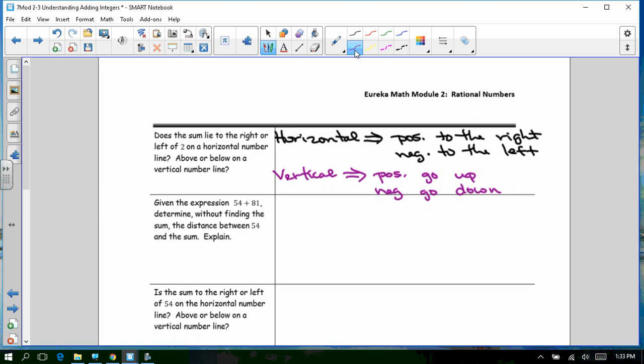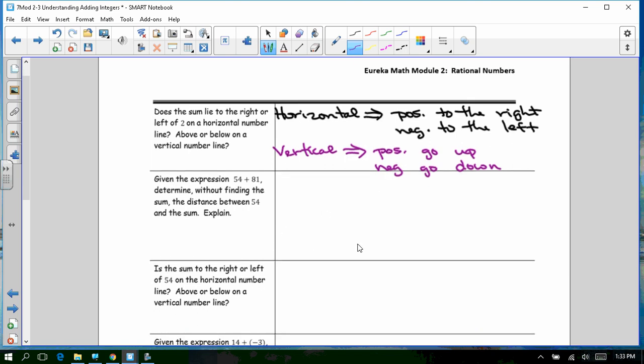Alrighty, so given the expression 54 plus 81, determine without adding the sum, so we're not going to add these, okay? What is the distance between 54 and the sum? I'm not trying to find the answer right now, but how far away is the answer to this from 54? Whatever that is, doesn't matter right now. But how far away is it from 54? That's what they're asking.